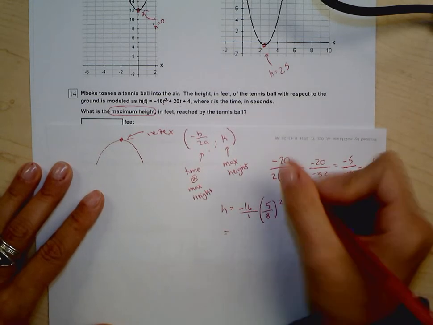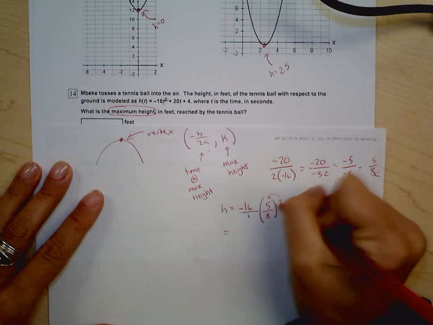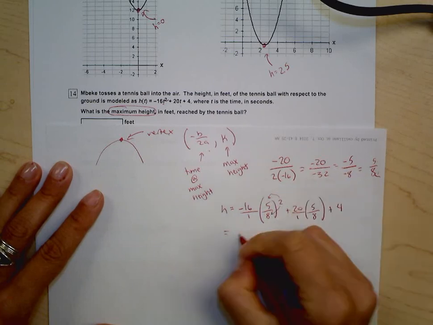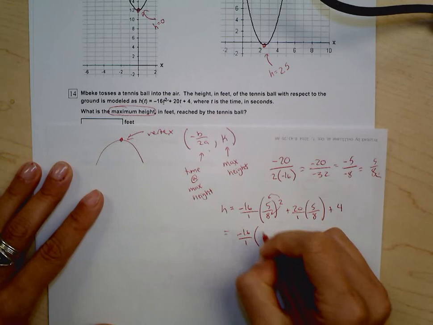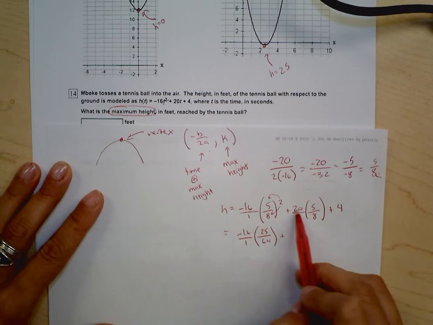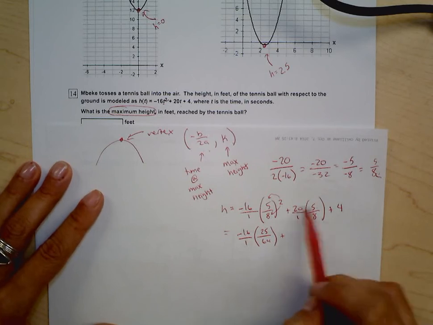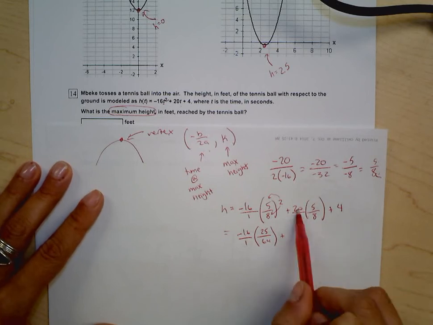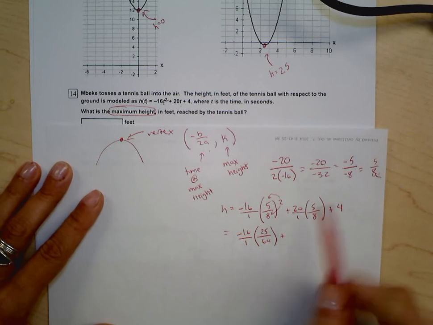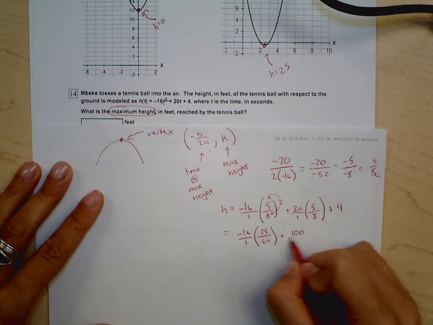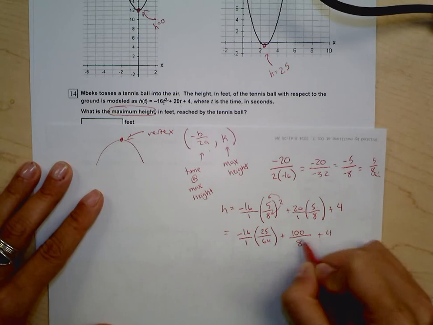So I can distribute this exponent to the 5 and the 8. So I have negative 16 over 1 times 25 over 64 plus, here I can just multiply across. We're multiplying our fractions. The denominator doesn't have to be the same. 20 times 5. I know 2 times 5 is 10, so add a 0 onto that. So it gives me 100 over 8 plus 4.